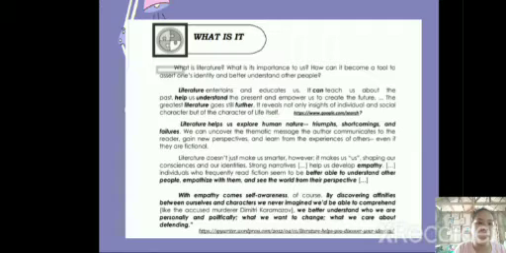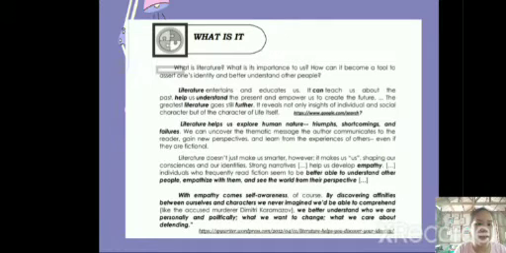Literature doesn't just make us smarter. However, it makes us us, shaping our consciences and our identities. Strong narratives help us develop empathy. Individuals who frequently read fiction seem to be better able to understand other people, empathize with them, and see the world from their perspective.